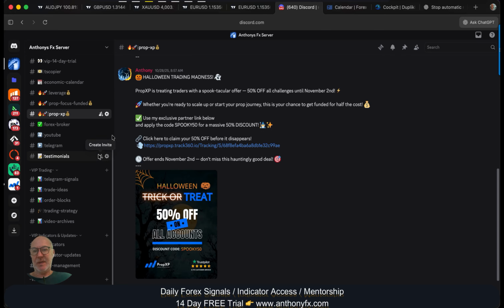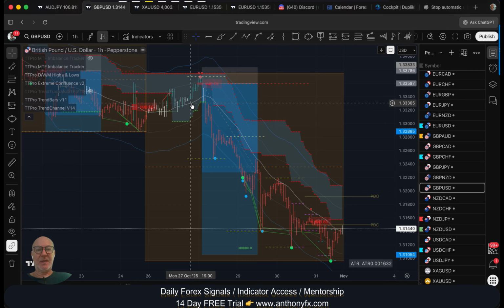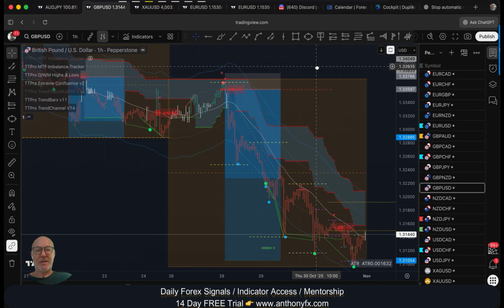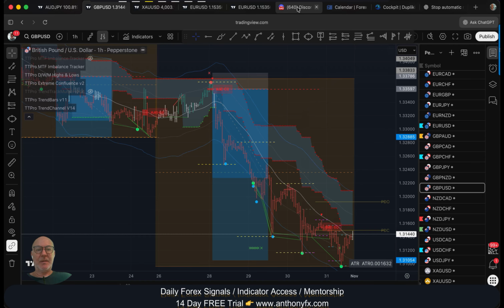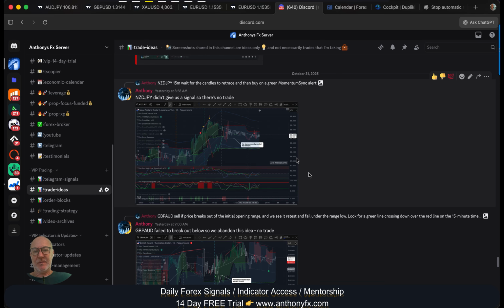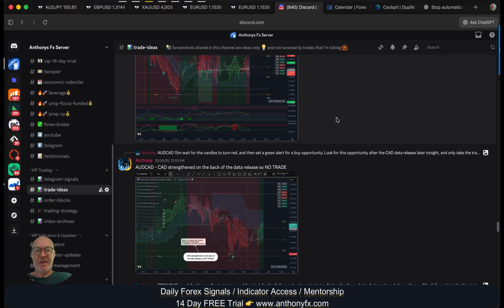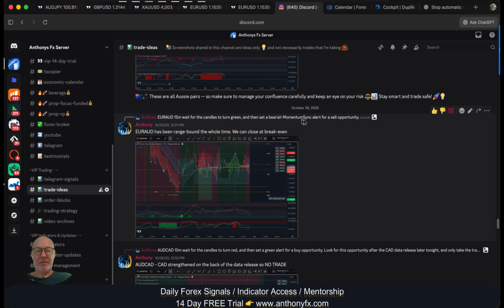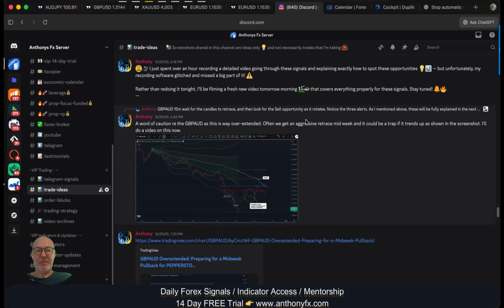But before we go there, you've got these signals here that you can run yourself, and then I'm setting up these trade ideas in here that are highly successful with very clear instructions on how to take these trades. We haven't had a loss with these. We've had a couple of break even, and the rest of them have been profitable.